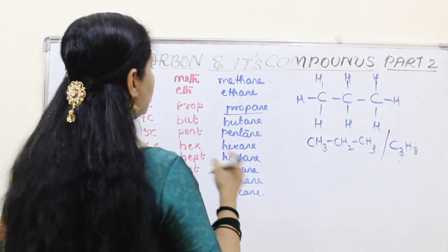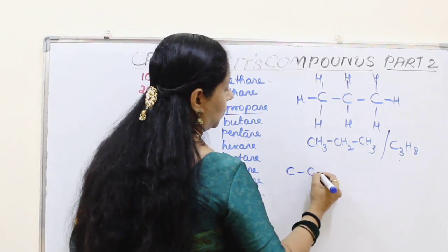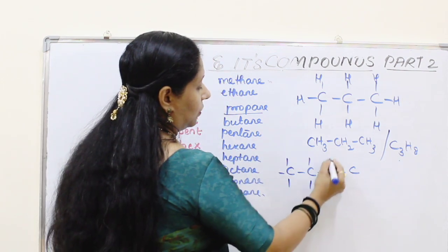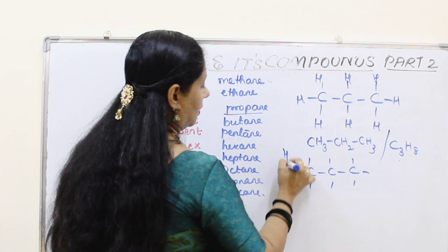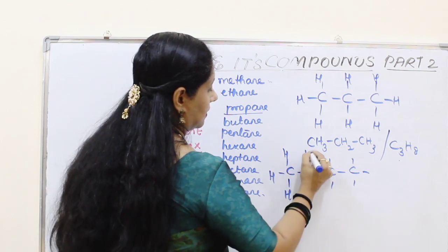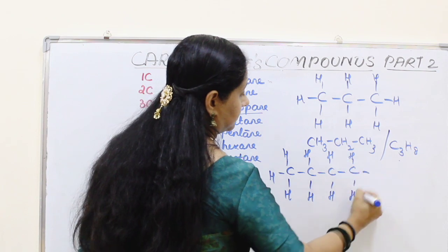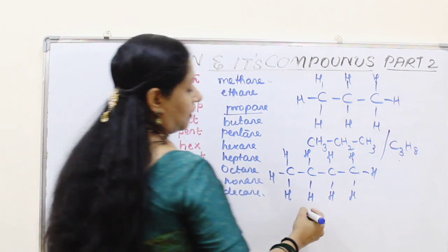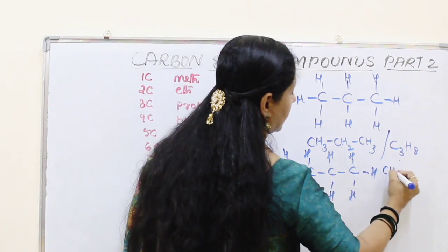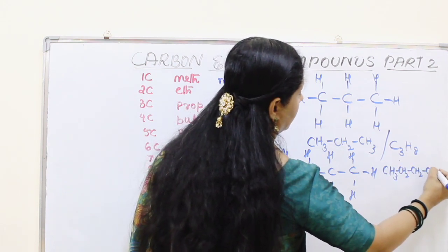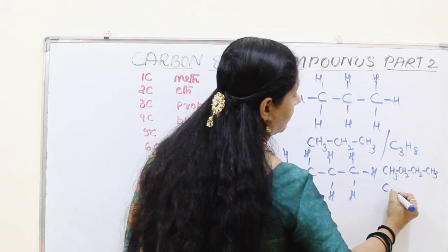Now next is butane. 1, 2, 3, 4 carbon atoms. Here 1, 2, 3, 1, 2, 1, 2, 1, 2, 3. All with the H. Okay. So what is the condensed structural formula? CH3, CH2, CH2, CH3. Then C4H10.